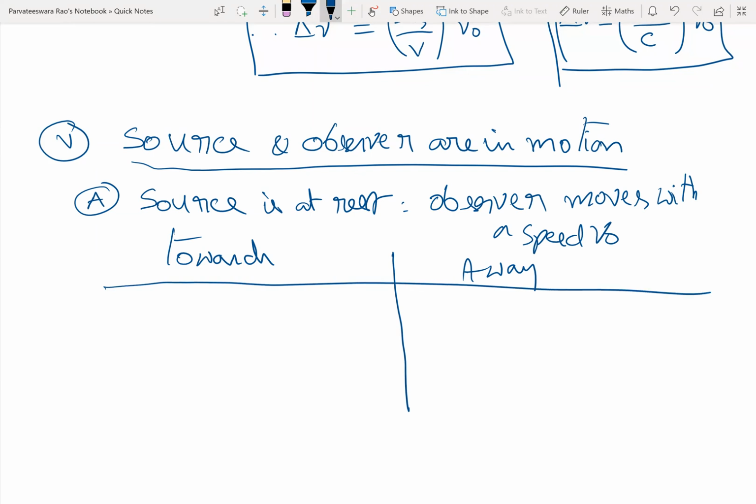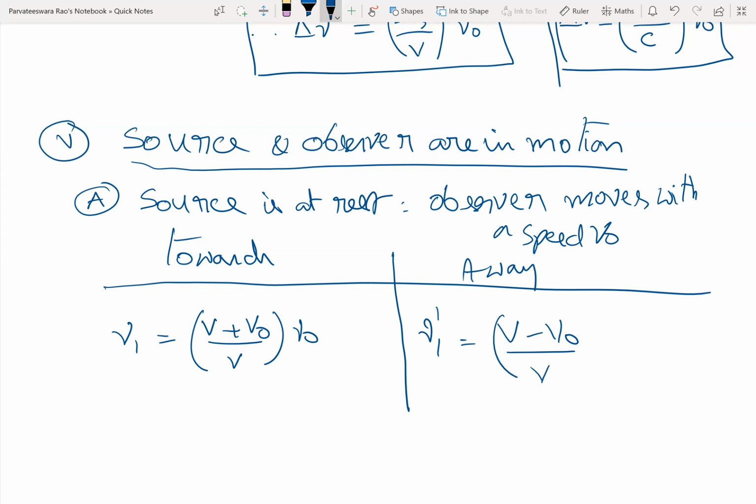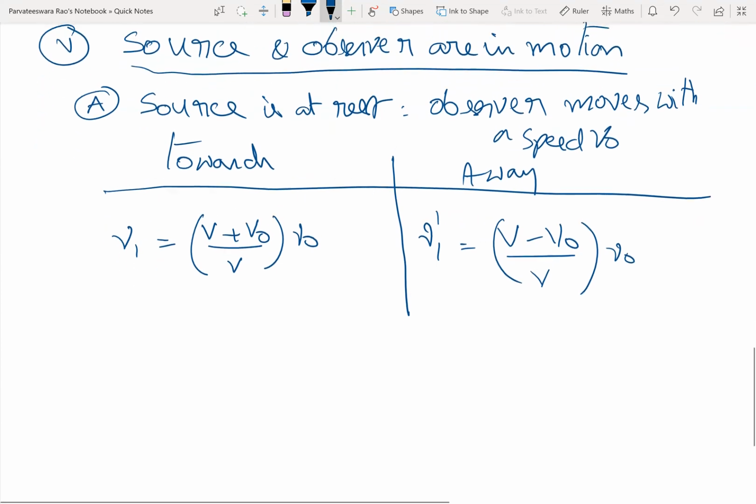So let us call this frequency nu1. It is V plus V naught by V into nu naught. Correct? So nu1 dash will be V minus V naught by V into nu naught.